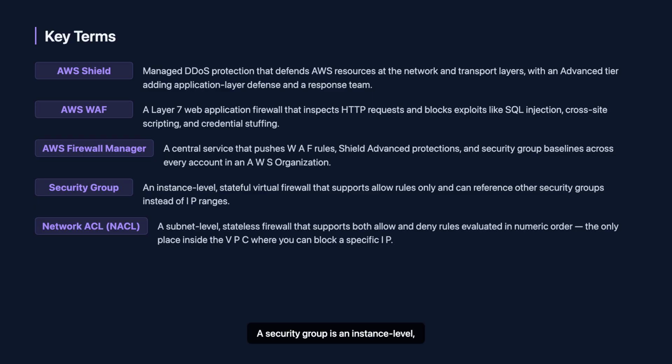A security group is an instance-level, stateful firewall that allows traffic, and a network ACL is a subnet-level, stateless firewall that allows or denies traffic. Hold on to stateful versus stateless and allow only versus allow and deny. Those two pairs will guide every decision you make about network security controls.